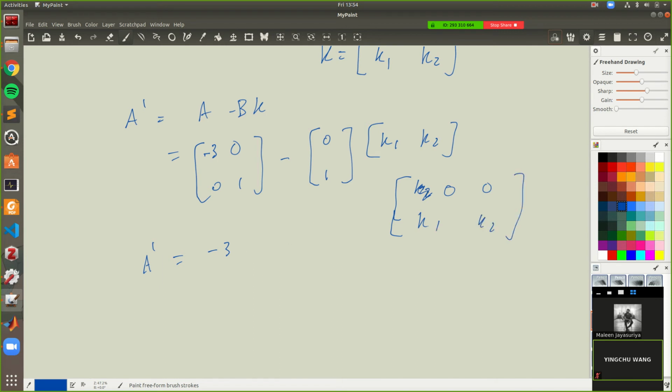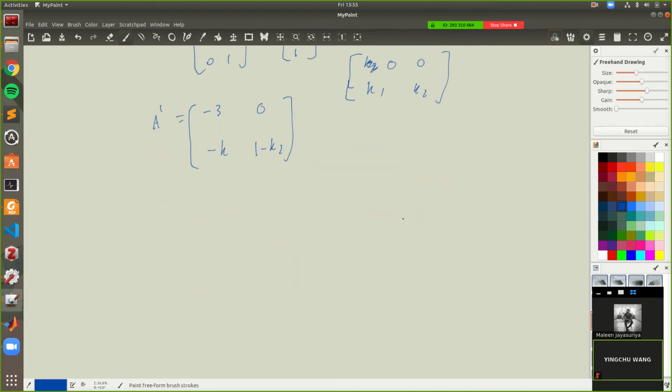So you have -3, 0, 0, 0, minus k1, 1 minus k2. So I've just solved this, and this is what I get. Now what you need to do is find the eigenvalues of A dash: the determinant of lambda I minus A dash equals 0.